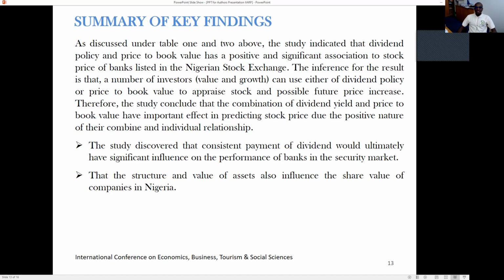The study further found out that consistent payment of dividend will ultimately have significant influence on the performance of banks in the current security market, and that the structure and value of assets also influence the share value of companies in Nigeria.